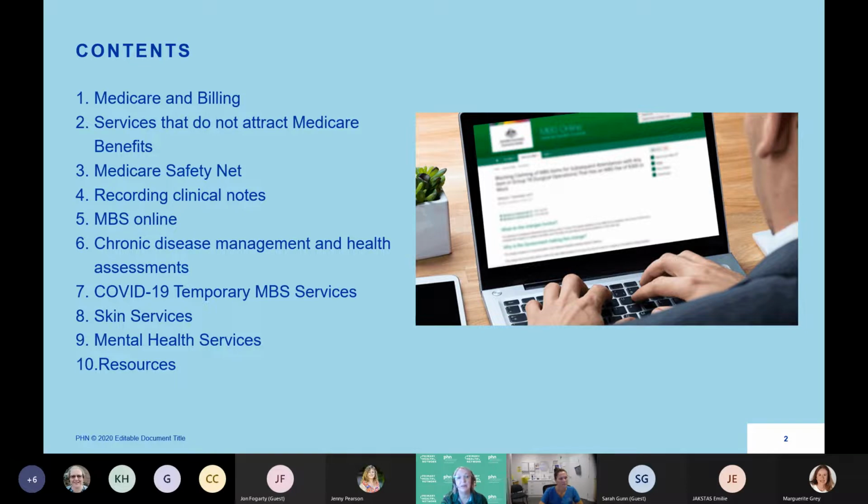We'll go through and I'll show you how to use the MBS online. We'll briefly discuss chronic disease management and health assessments. We're only going to be looking at the MBS component to that, not actually how to do the assessment. We'll look at the COVID-19 temporary MBS services, some skin services, mental health, and then we'll finish up with some resources.